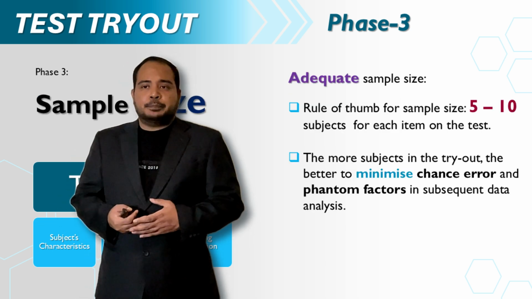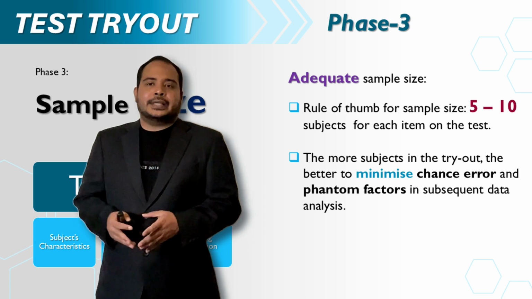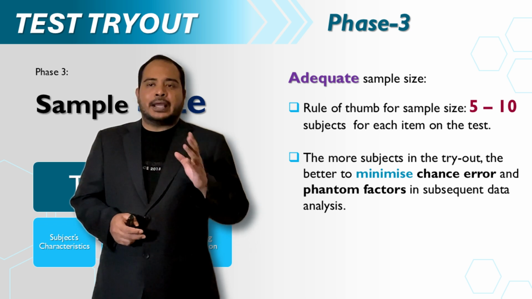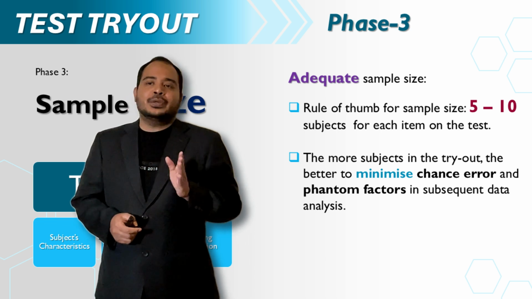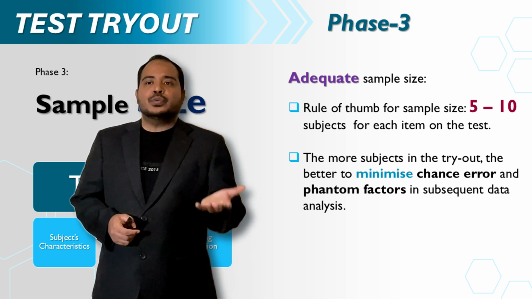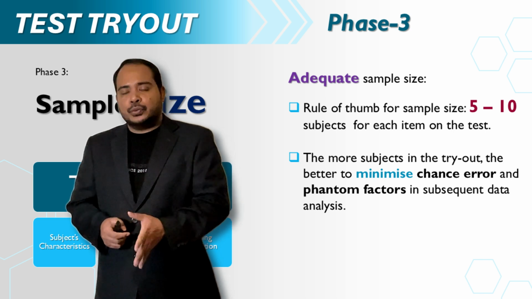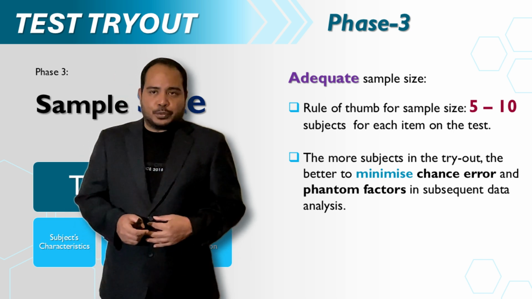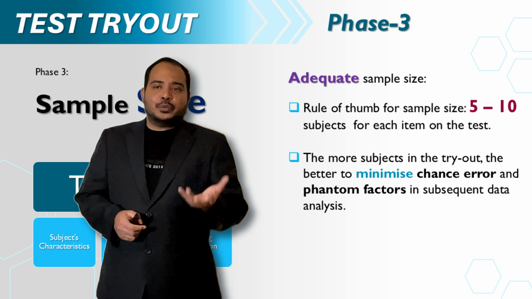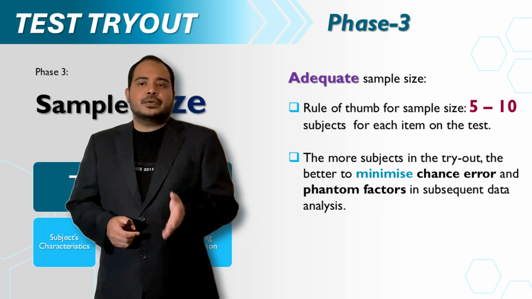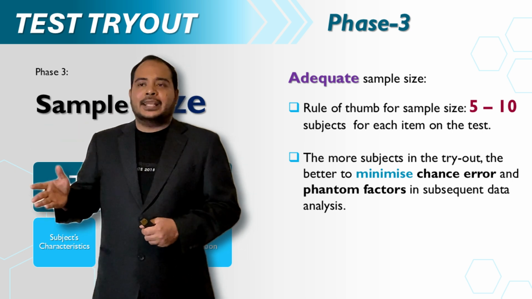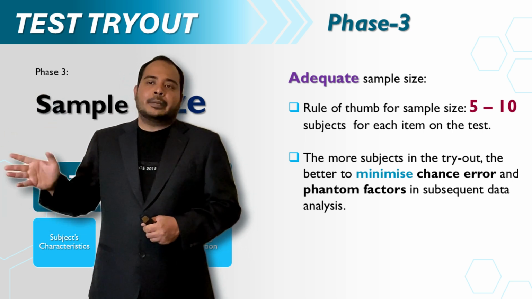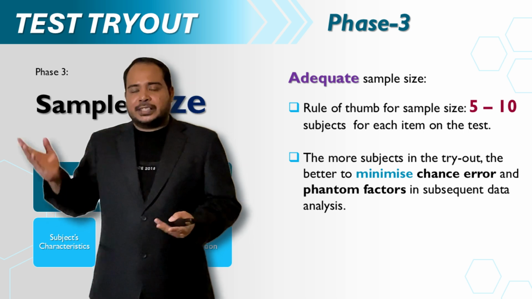Another important aspect that we have to make sure of during test tryout is adequate sample size. It should not be very few because it will not allow us to do the analysis that we need to do in the item analysis procedures. So what is the adequate sample size? The rule of thumb for sample size according to Cohen is between 5 to 10 respondents or subjects for each item. So let's say we take 10.